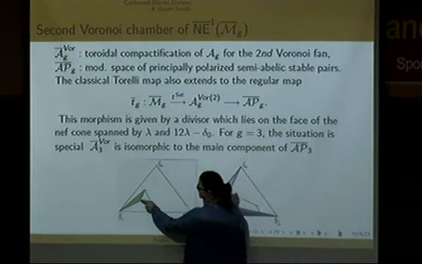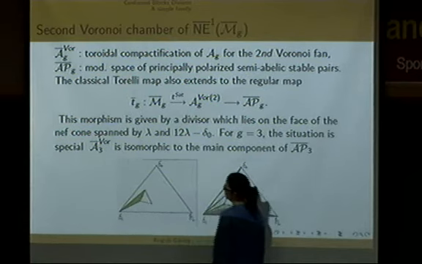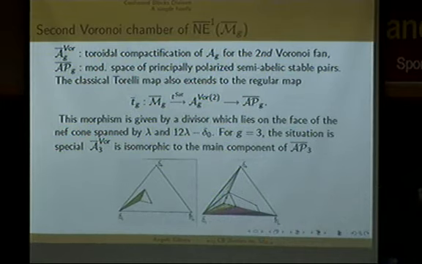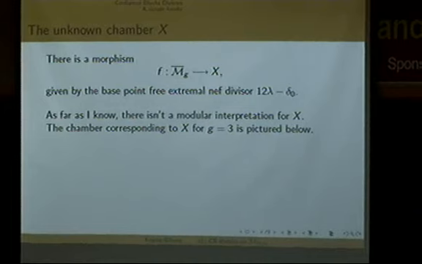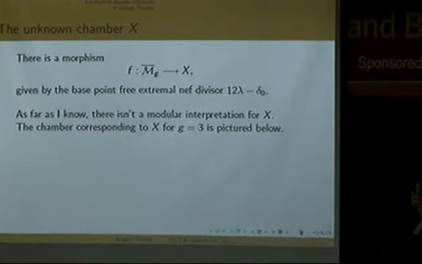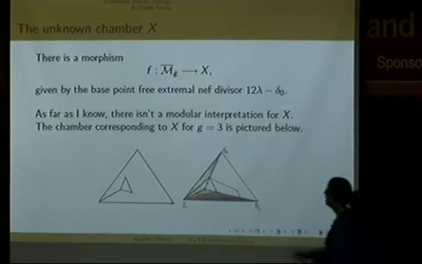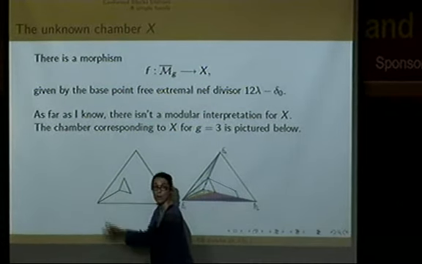So if I take any divisor on the interior of this face, it will define a morphism from M_g to A_p^g, in this case M_3. Okay. So now there's another morphism. It's given by the base point free and Nef divisor 12 lambda minus delta 0. It's been known to be Nef for a long time, since Carl Faber's thesis, I think. And I don't know the image of the map at all. We know that there is an X, but I don't know what it is. So this is a sort of unknown chamber.